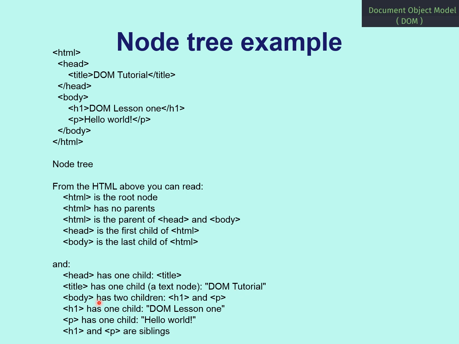Then body has two children, H1 and P. H1 has one child, that is DOM lesson 1, and P has one child, Hello World. And H1 and P are siblings, because inside the body itself, these two tags are specified.